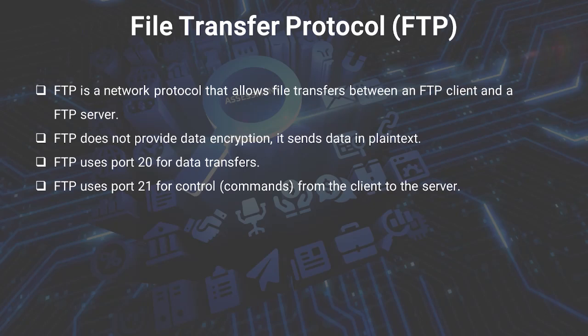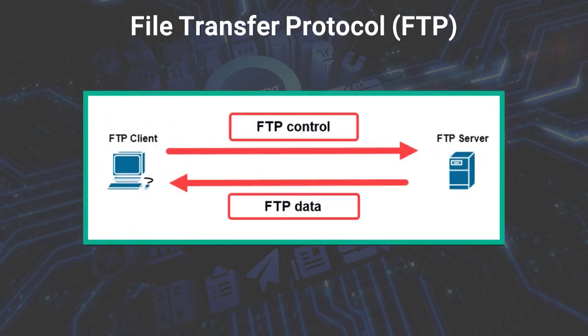FTP operates on two ports. One port, which is port 20, is used for data transfers, while port 21 is used for control between the client and the server. In this diagram, we can see the FTP client and the FTP server. The client will send control instructions to the server requesting certain files, while the file transfer itself takes place over another port.